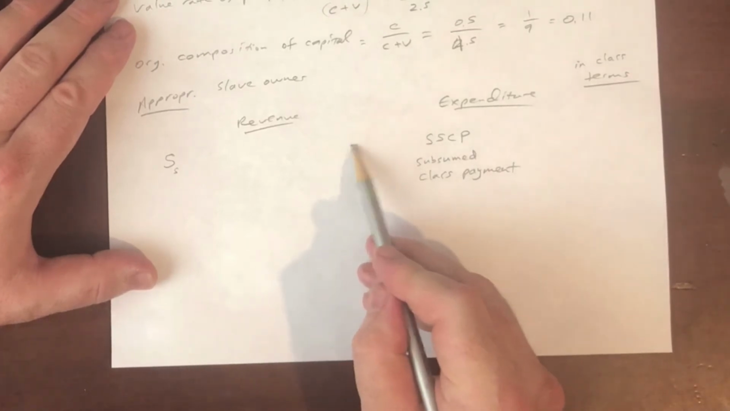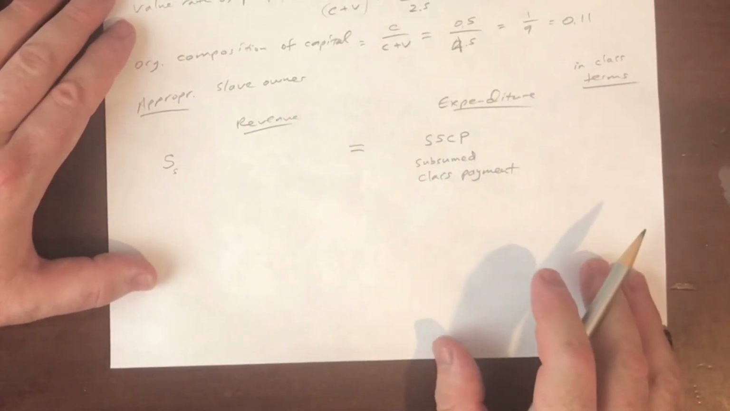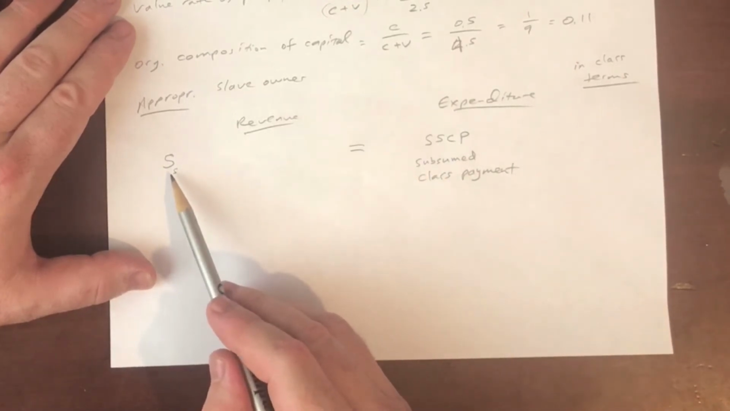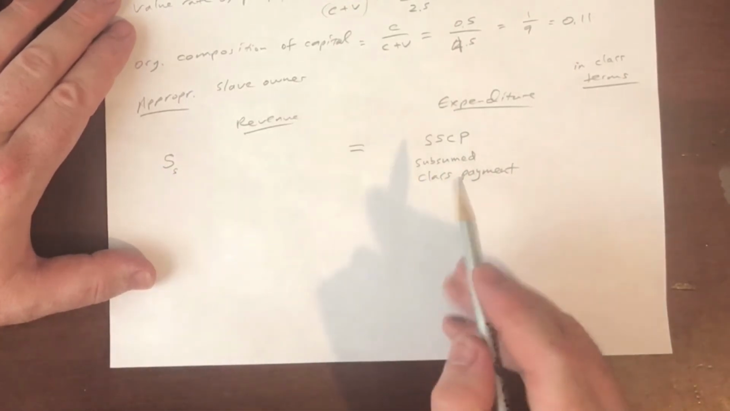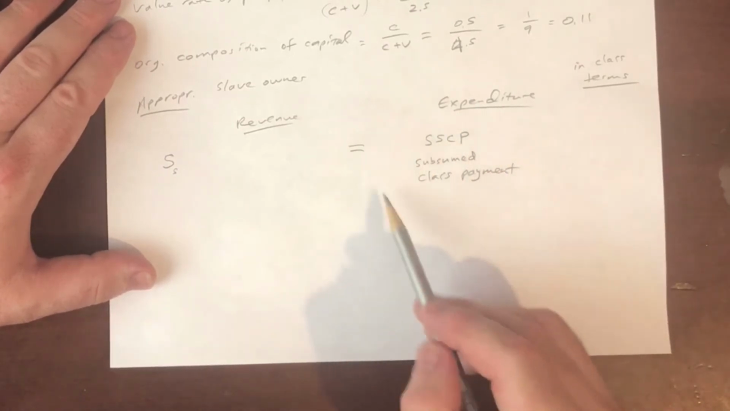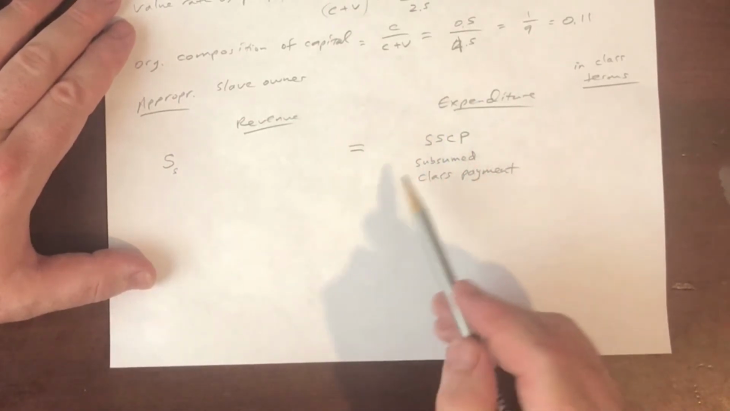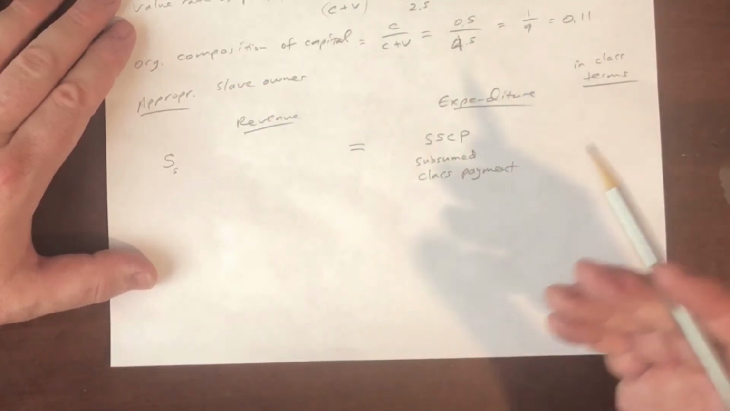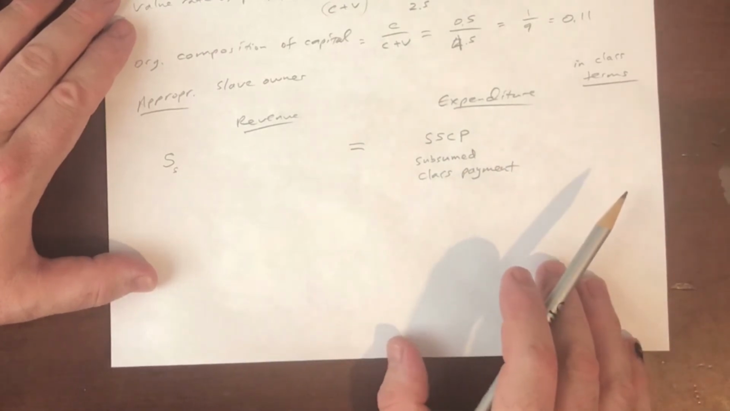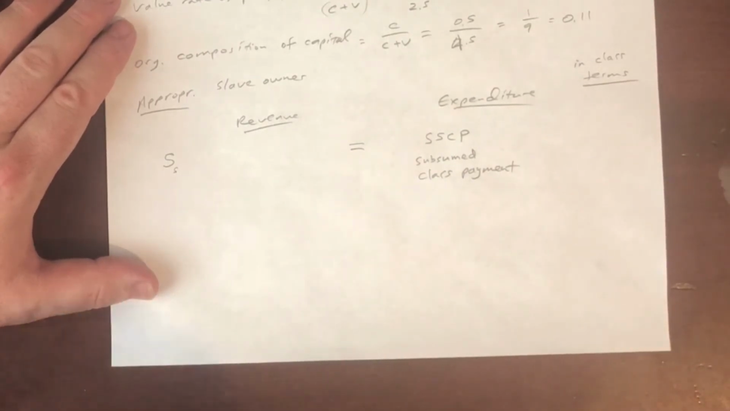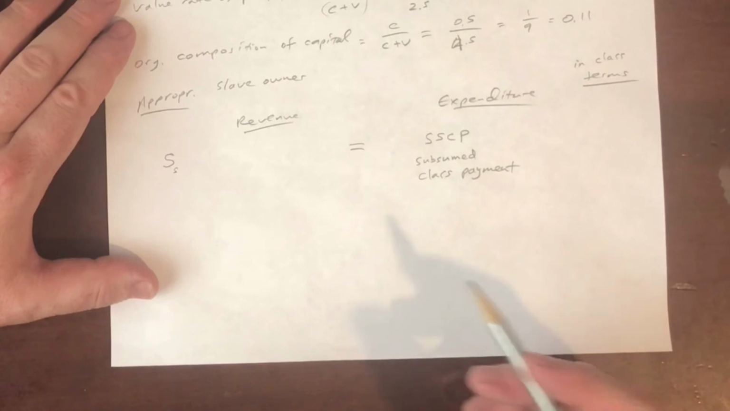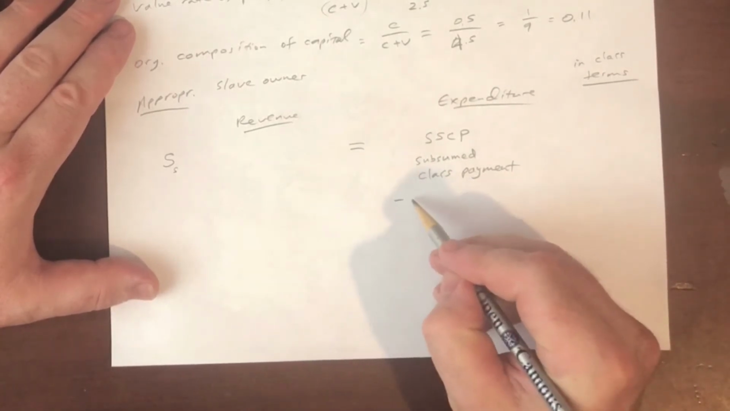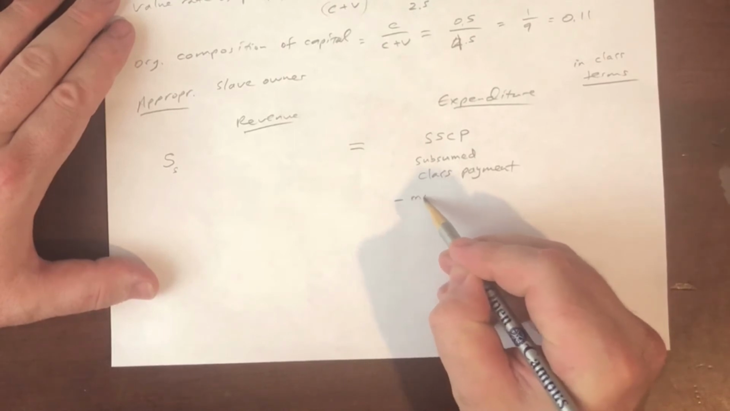Now in theory, just like an accounting framework, these two would be equal. The surplus that is received is equal to the sum of subsumed class payments necessary to secure that, okay? So let's break that down. Let's say what is included in this subsumed class process. So we might, for example, need managers.